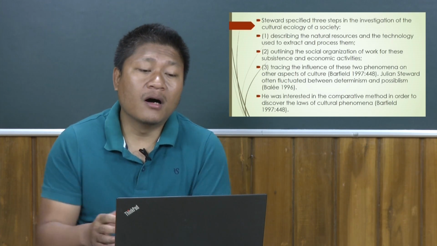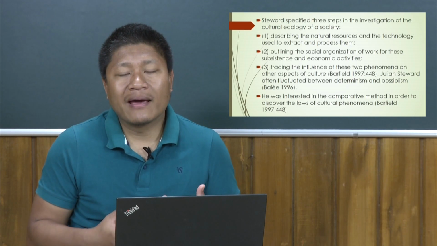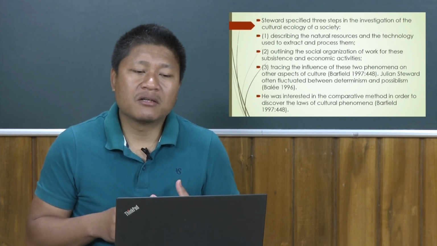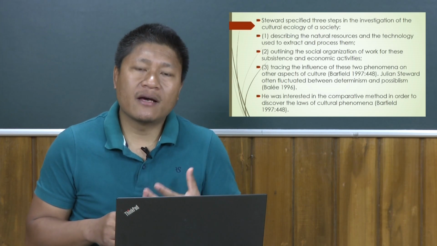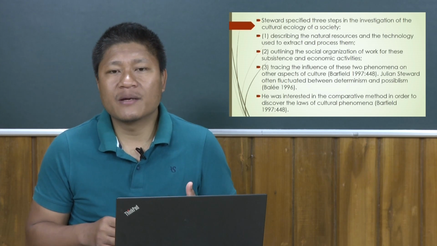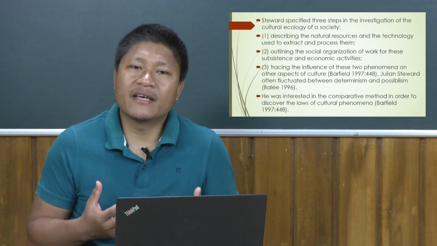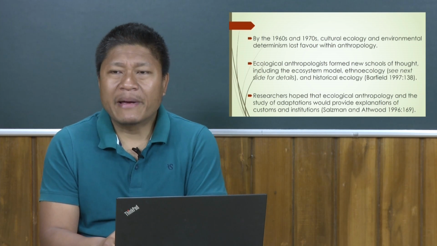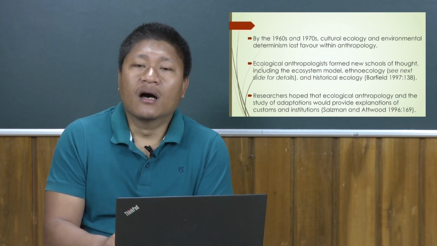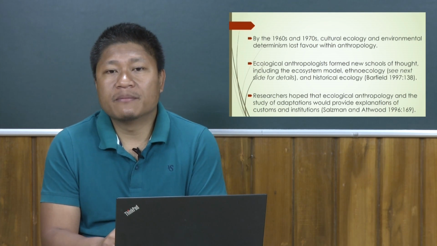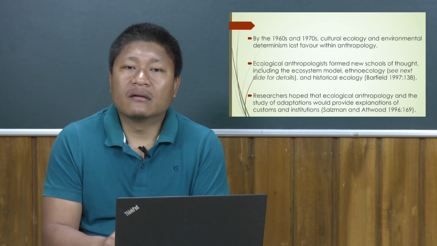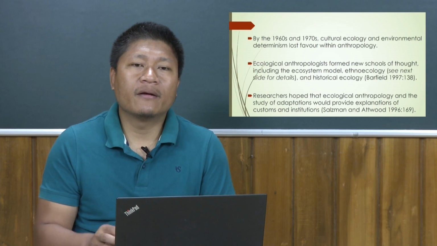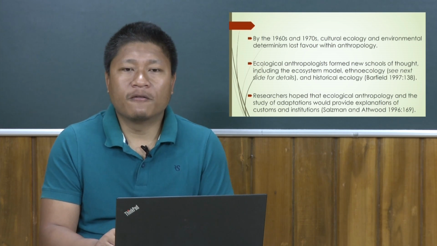Now, therefore, how does one try to engage or locate in understanding the cultural ecology of a particular society? Now, Steward has pointed out these three important steps of engaging in investigation of the cultural ecology of a particular society. Now, way back in the 1960s and 70s, cultural ecology and environmental determinism tended to decline, or if not, wane away within the discipline of anthropology.